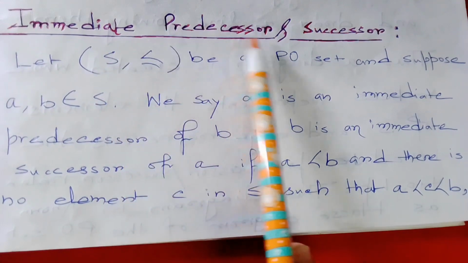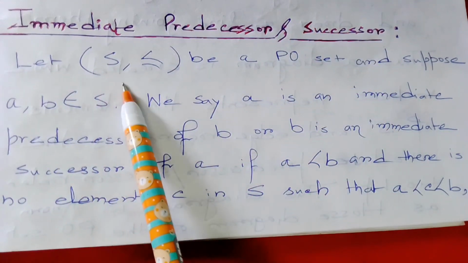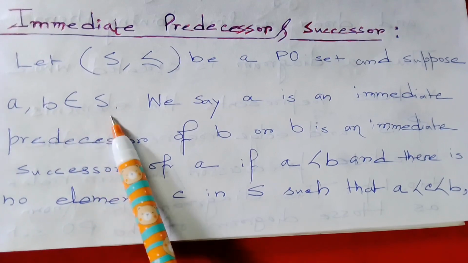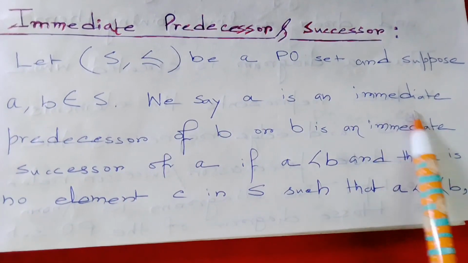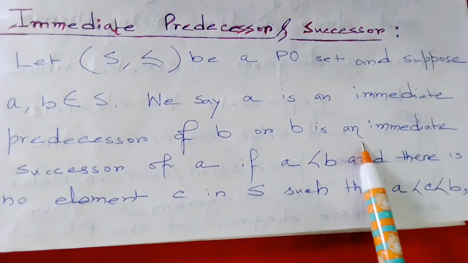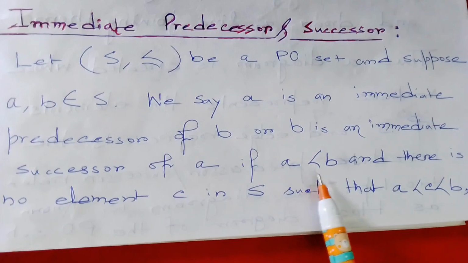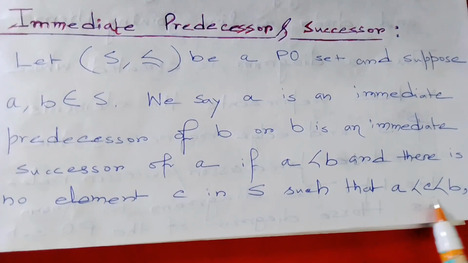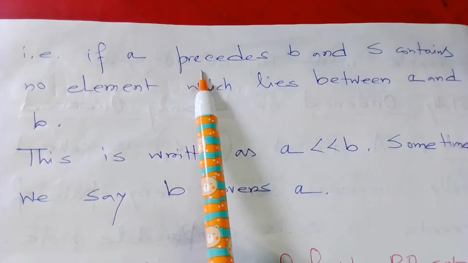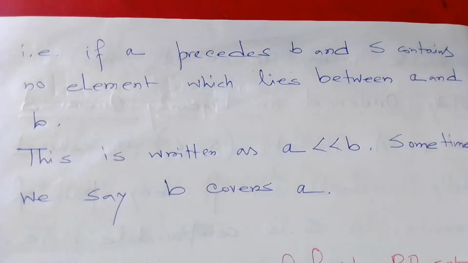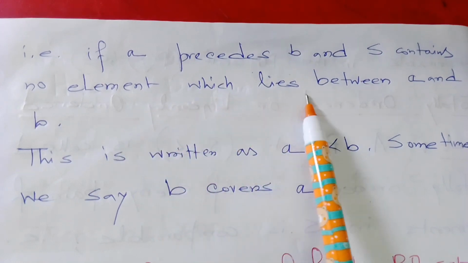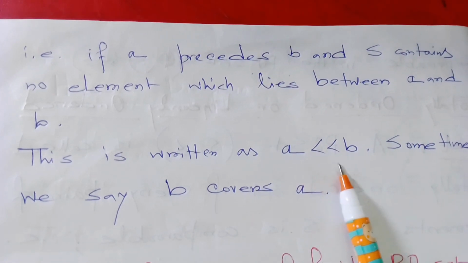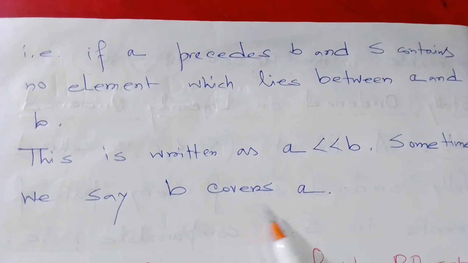Now, immediate predecessor and successor. Let (S, ≤) be a poset, and suppose A, B belong to S. We say A is an immediate predecessor of B, or B is an immediate successor of A, if A < B and there is no element C in S such that A < C < B. If A precedes B and S contains no element which lies between A and B, this is written as A ≺ B. Sometimes we say B covers A.